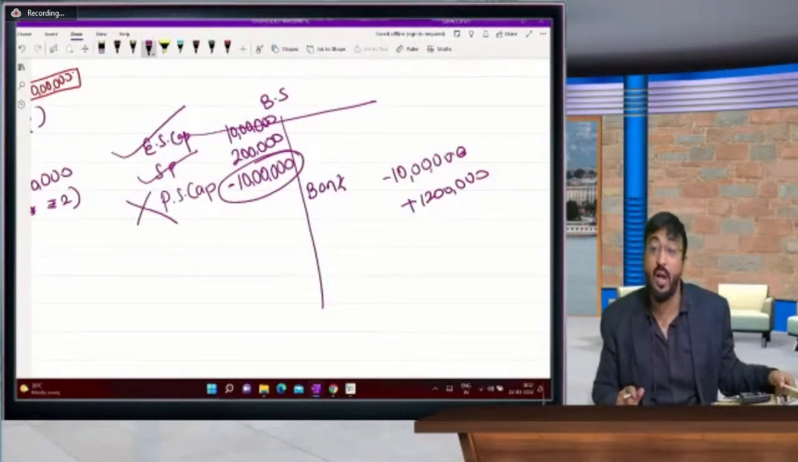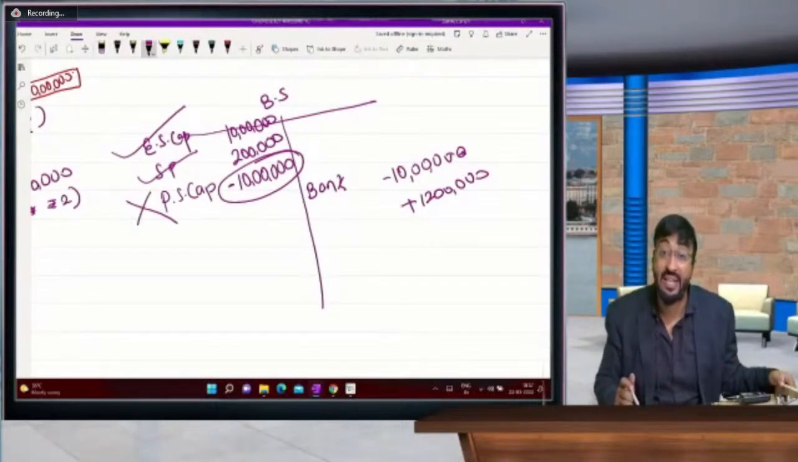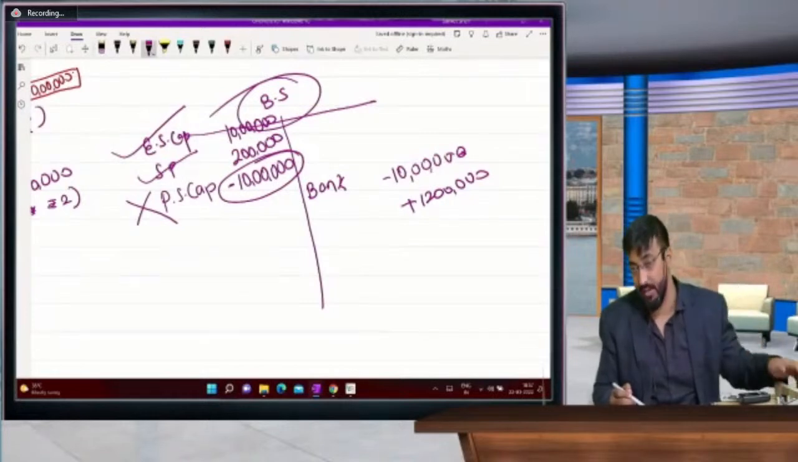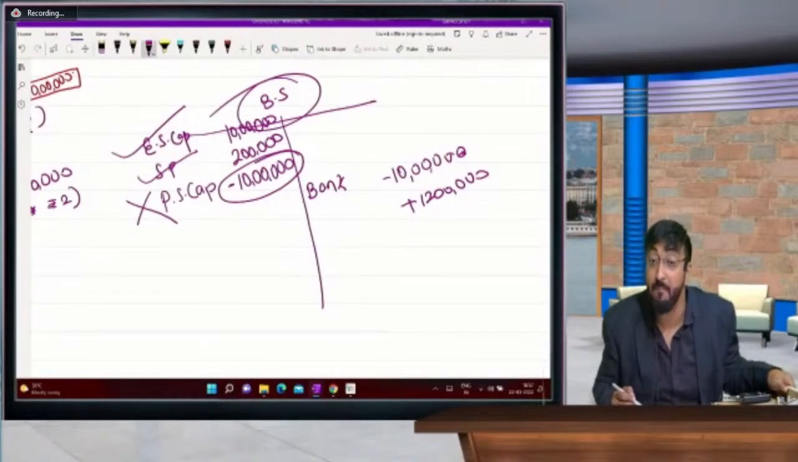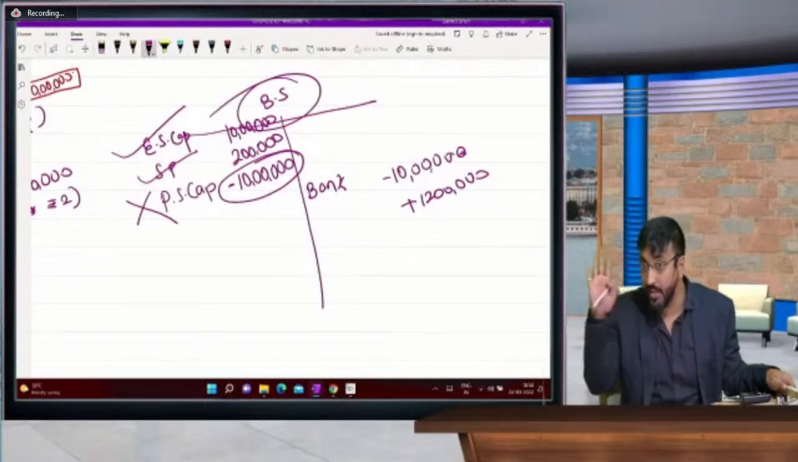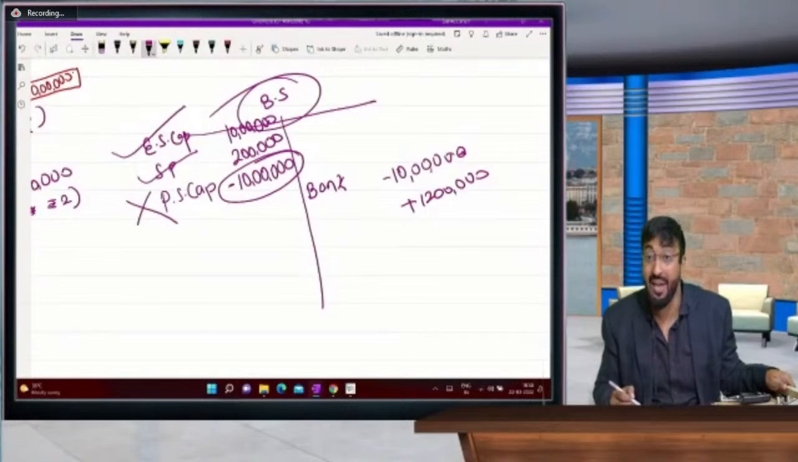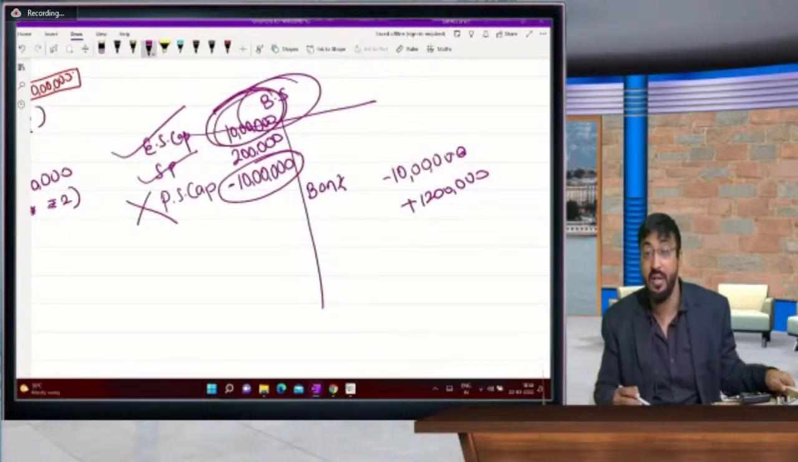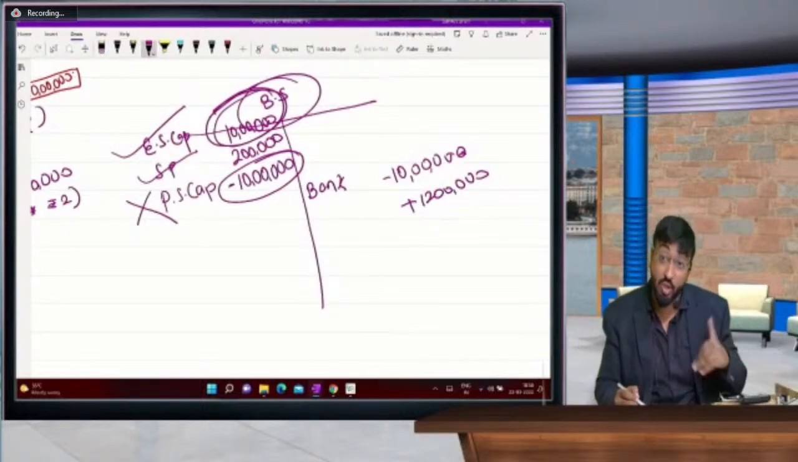Sir, why is your account better than us? Because I can visualize my balance sheet, and you are focusing only on journal entry. I can see preference share capital is minus 10 lakhs. I can visualize on my screen. Bank is decreased by 10 lakhs. Bank is increased by 12 lakhs. So there is extra bank balance. And my capital structure is maintained at 10 lakhs. And security premium extra 2 lakhs.